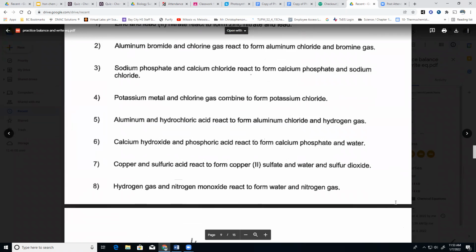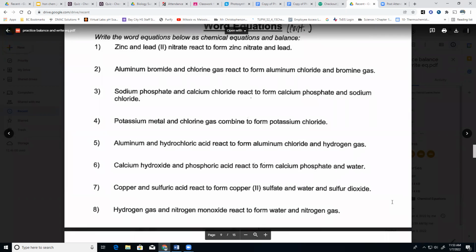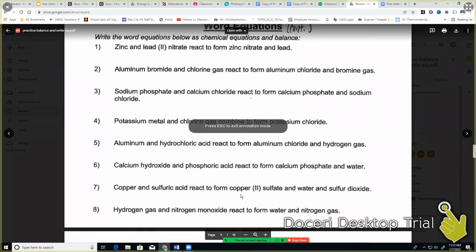So we're going to look at number 2 on here. Yeah, this is a practice. I think it is the 5th sheet, I believe, the front of the 5th sheet, the one that says word equations at the top. I'm going to do number 2. All right. It has a couple of diatomics in it.